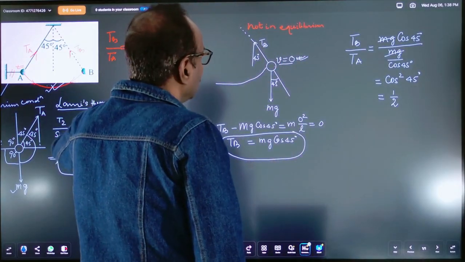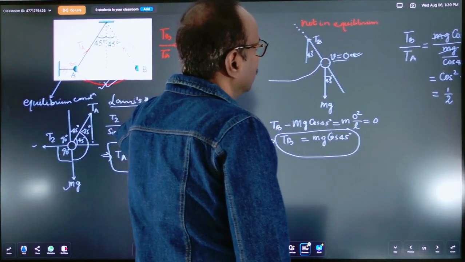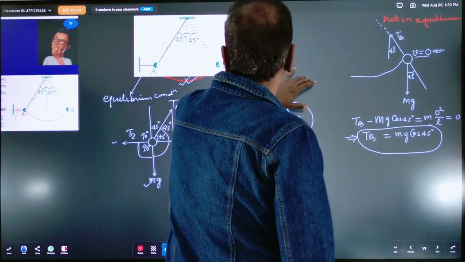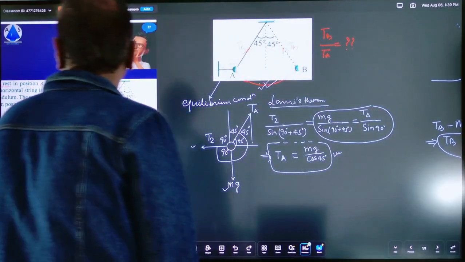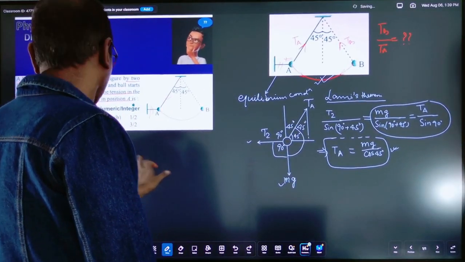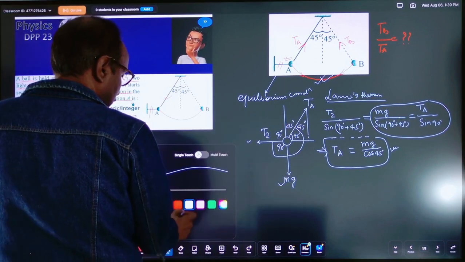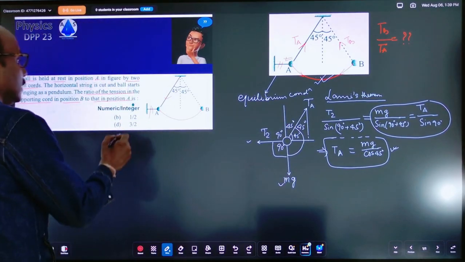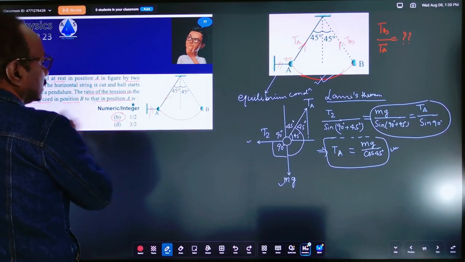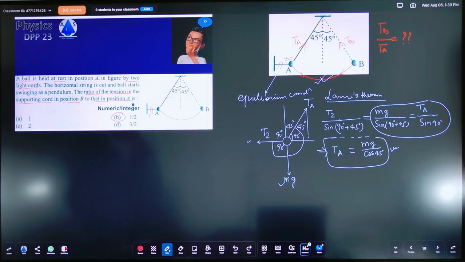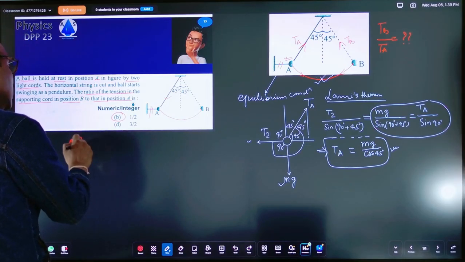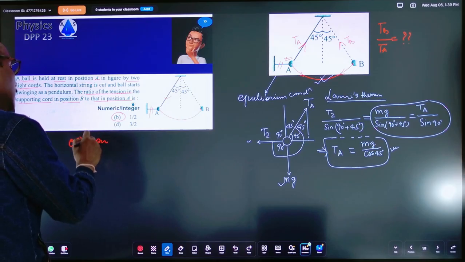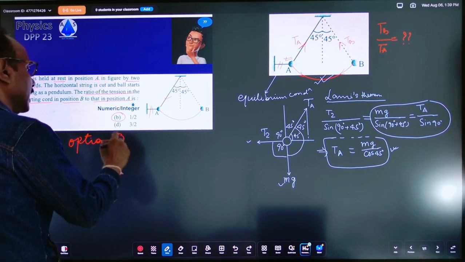So let us go to the options in the question and see which option matches our answer. Option D is matching with our result. So option D will be your answer.